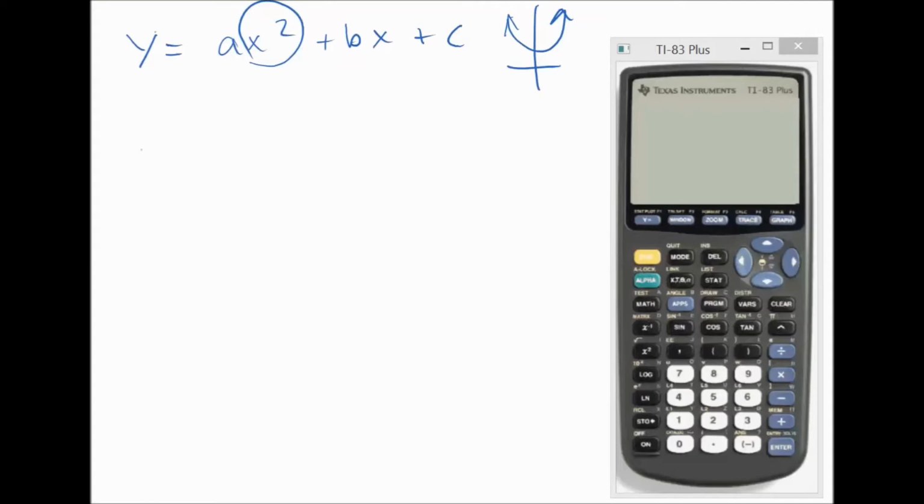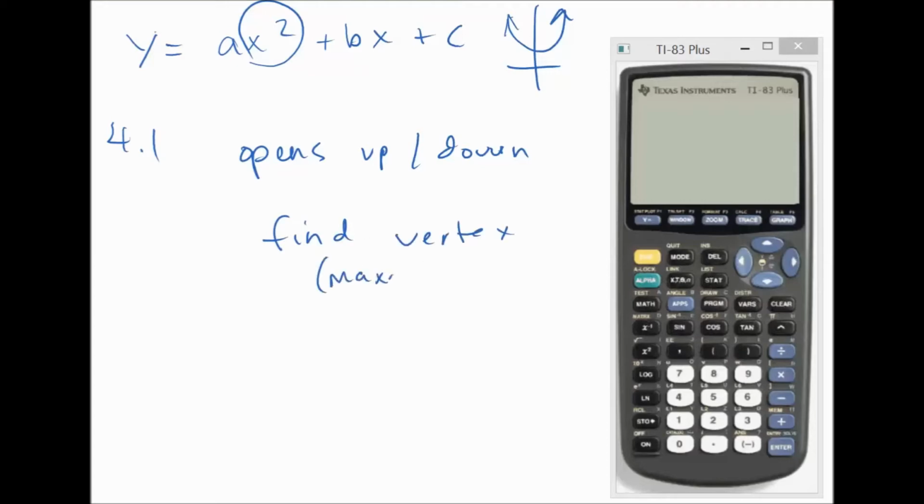Okay. In this section 4.1, you need to learn how to do three things. First, tell if it opens up or down. And the second thing is find the vertex, which is also considered a maximum or a minimum. And you need to find the axis of symmetry. Three skills.